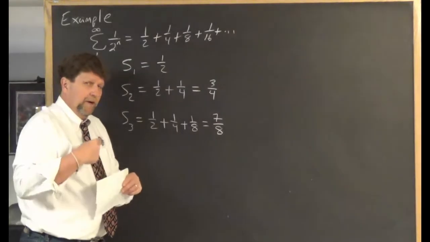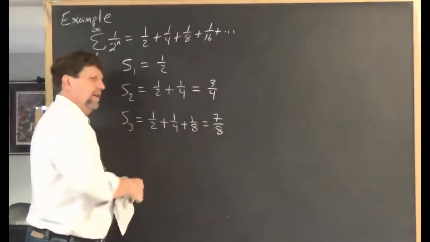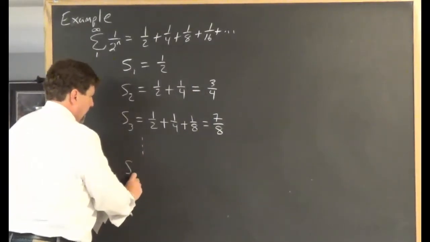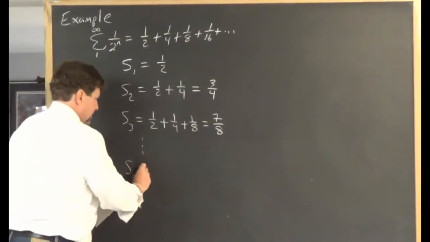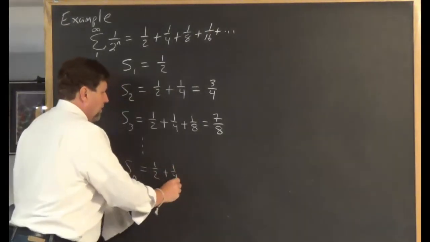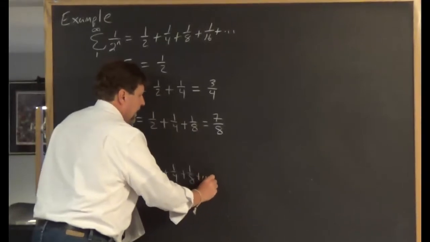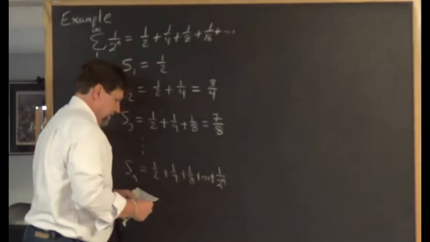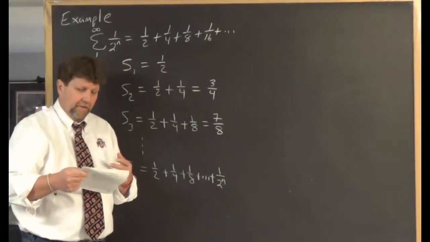Okay, so now I'm wondering if I've noticed enough here to try to generalize and come up with a pattern for the nth partial sum. Let me write down what the nth partial sum would be. It would be 1/2 plus 1/4 plus 1/8 plus and so on, plus 1 over 2 to the n. That'd be really cool if I could come up with a formula for this.